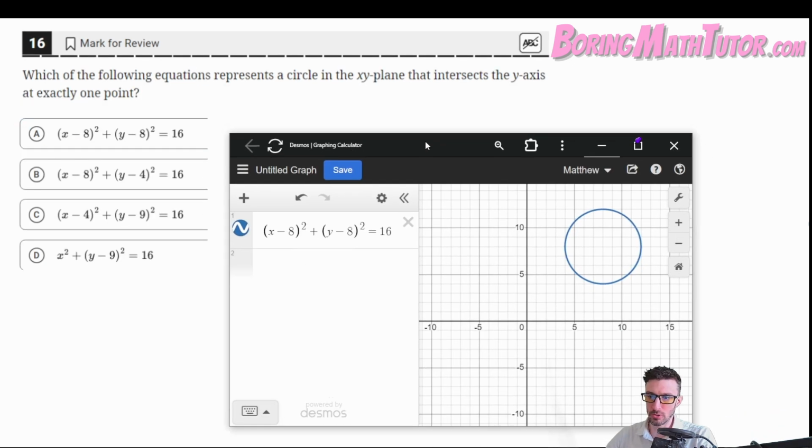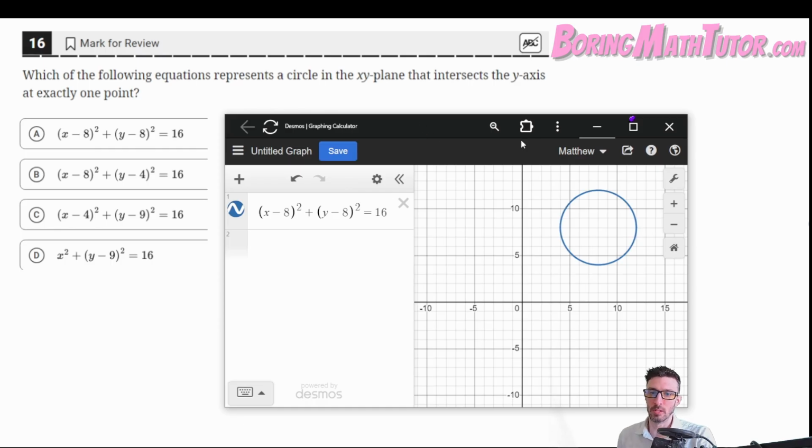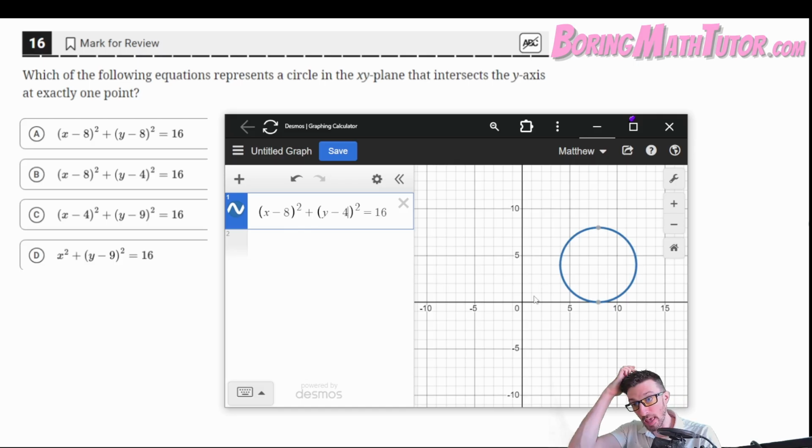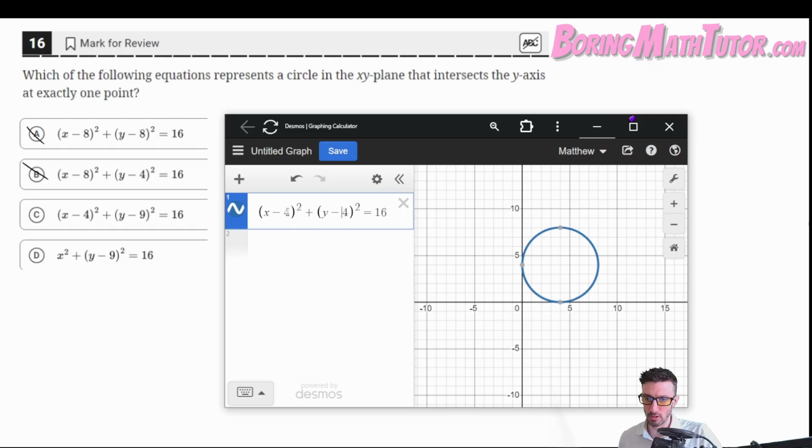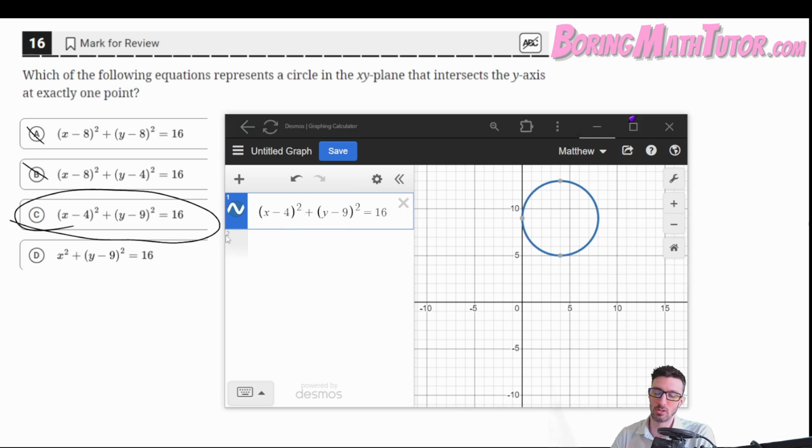For this one, I'd recommend just doing DESMOS. Now, does this one intersect the y-axis at exactly 1 point? No. So let's move on to the next one. All I got to do is change this to a 4. Does that one intersect the y-axis? No, it's intersecting the x-axis. So that one's not right either. Now let's move on to the next one by changing this one to a 4 and this one to a 9. Does that intersect the y-axis at exactly 1 point? It sure does. Could you have done this without DESMOS? Sure, but honestly, DESMOS would be faster here.